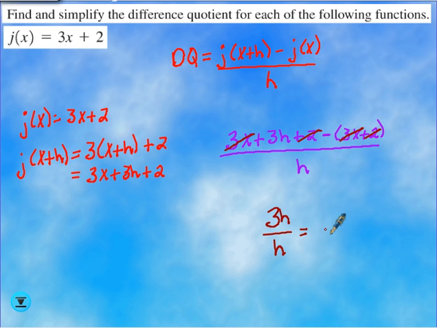Last step, the h's cancel and leaves me with 3. Let's go back and remind you. A difference quotient is an average rate of change. Normally you won't get just a number here. There's a reason you just got a number.